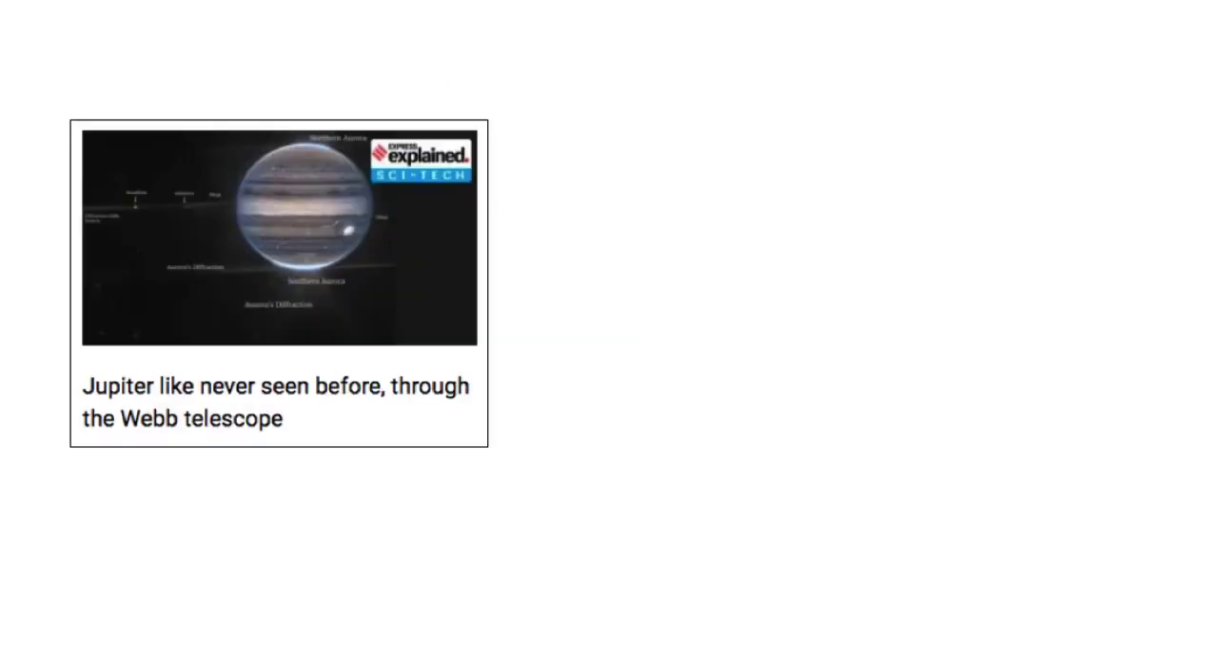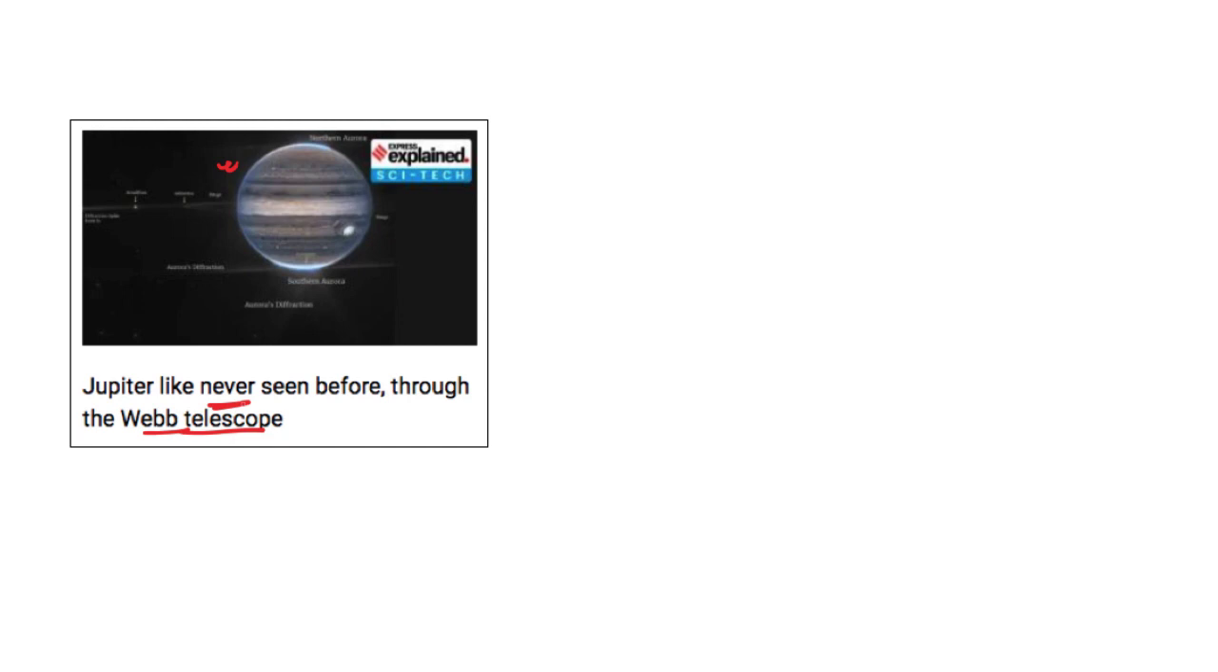There is an explained article, Jupiter like never seen before through the Webb telescope. They are referring to the James Webb telescope. The image that you see here of Jupiter, generally you see it as a reddish giant ball of gas. But here a different color has been used to signify the different altitudes at various locations in Jupiter. The point here is to understand why it is like never before.